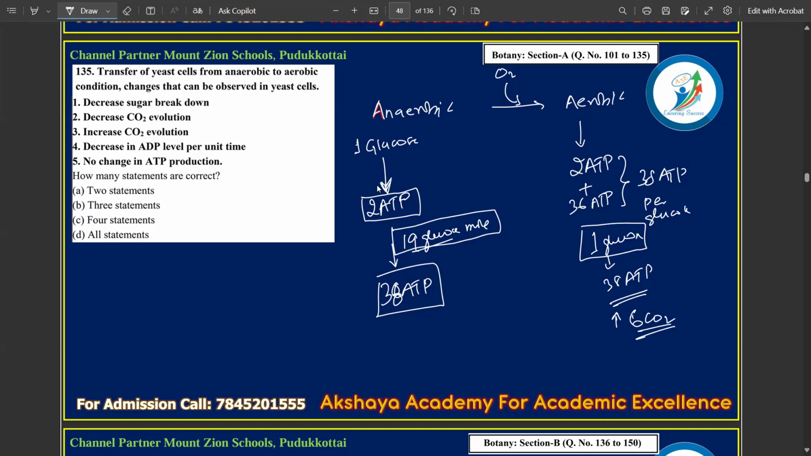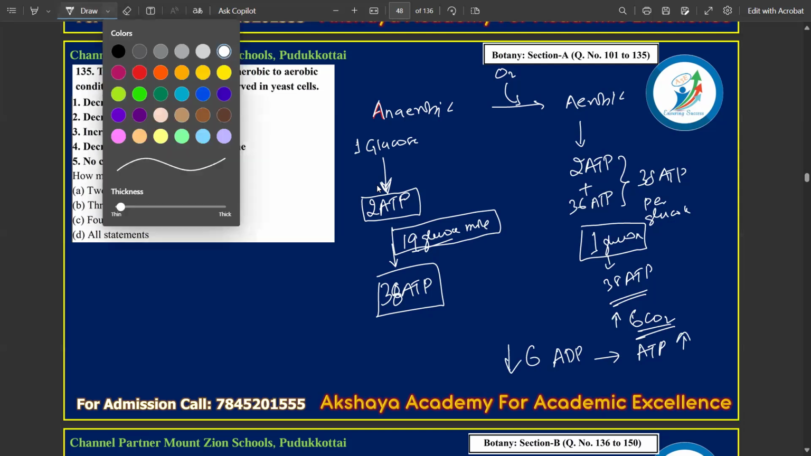Then, decrease in ADP per unit time. Yes, of course, because ADP is getting converted into ATP. If there were 6 ADP, it will gradually become 5 ADP, 4, 3, 2, 1, and 0 ADP. Whereas 1 ATP will become 2 ATP, then 3, 4, 5, 6, and it will increase. So ADP will go down and ATP will go up. No change in ATP production is not going to happen. There will be an increase in ATP production.